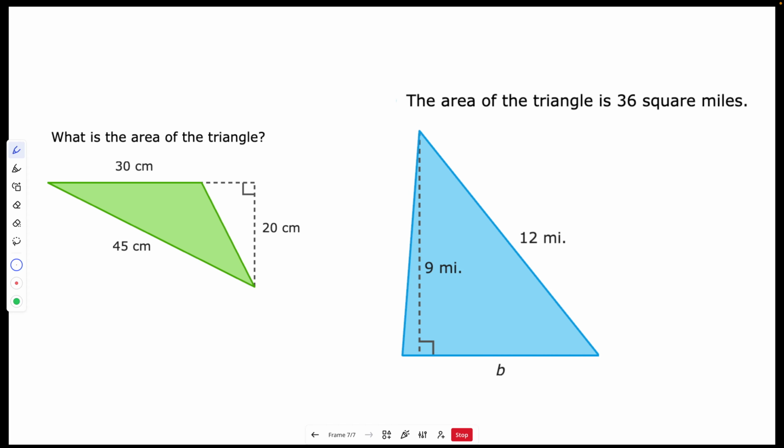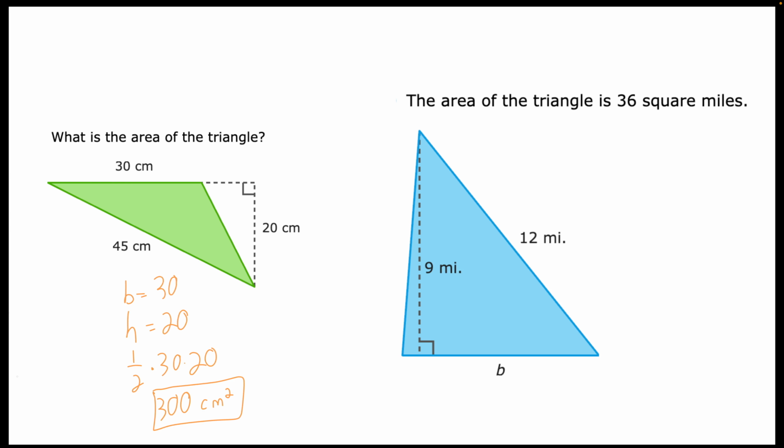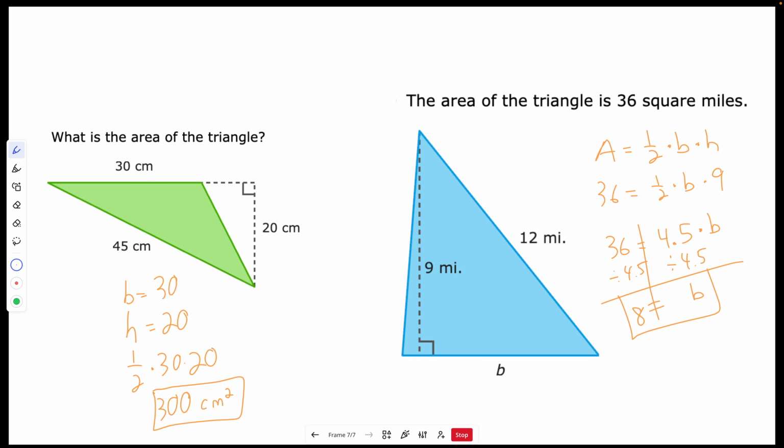Okay, now that you've had time to work these problems, let's check your solutions. Okay, for the first problem, here is the work. You should have gotten 300 square centimeters. And for the second problem, here is the work. You should have gotten b equals 8, and that would be 8 miles.